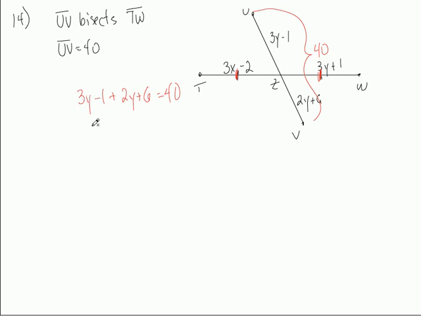3y plus 2y is 5y. Let's add the other like terms. Negative 1 plus 6 is positive 5. Equals 40. Subtract 5 from both sides. You can do that in your head. What's that? 35. Divide by 5. Do that in your head. What is it? It's 7. So y is 7. We're halfway there.